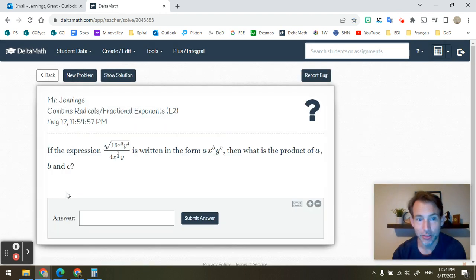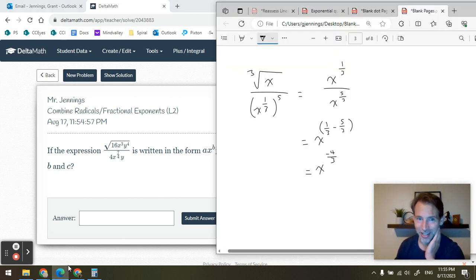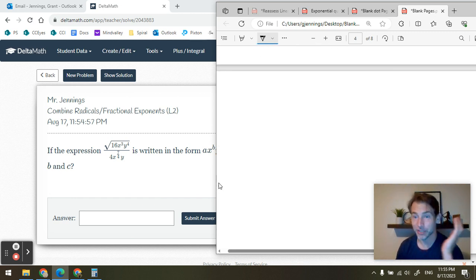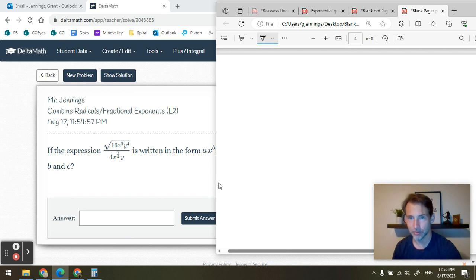Combining radical and fractional exponents. These are just a little bit more challenging. Okay, so now here we can write these things as a times x to the b times y to the c, and simplify all of the exponents and simplify the numbers to number a. Then we want the product of a, b, and c. These are so set up like SAT questions that we're including them in our practice as well. They're useful skills too.